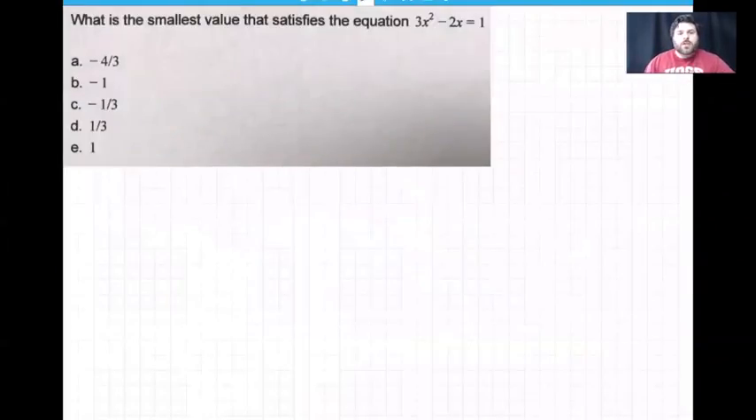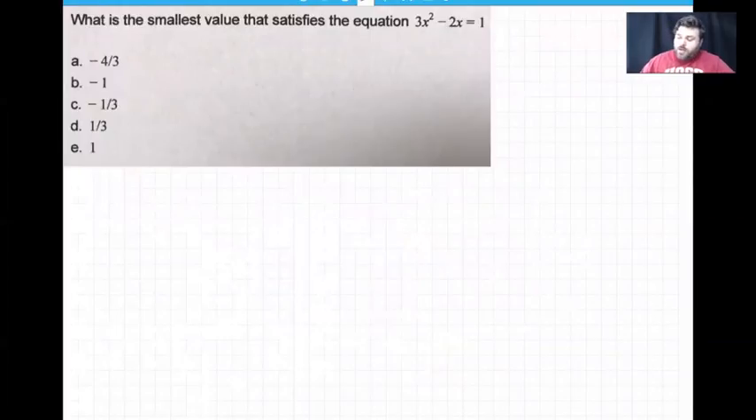All right, next question. What is the smallest value that satisfies the equation 3x squared minus 2x equals 1? Okay, so when it says satisfies, that means we're finding a solution. It's another one of those words that we see a lot. So basically, we have to solve this thing.